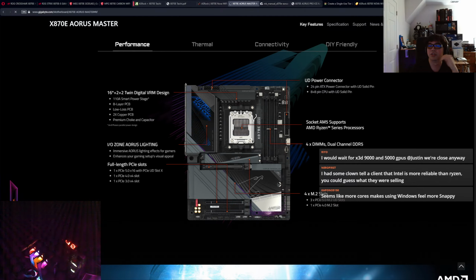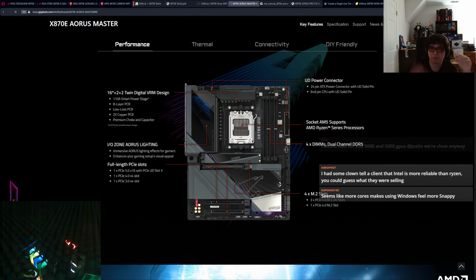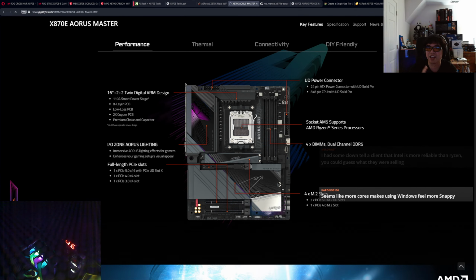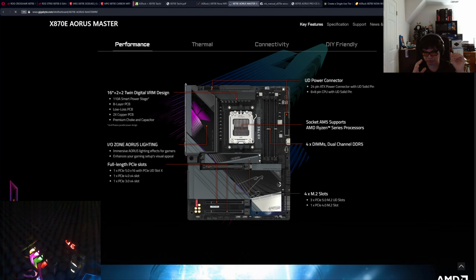So if you want to do a bunch of stuff with your computer besides gaming, however, you can wait for X3D, specifically a 9950X3D. You could wait for that just to see how that pans out. But I have no idea when that's supposed to show up. And that's probably going to use less power, but we'll see what it actually does. I have no idea what AMD's planning to do with that.